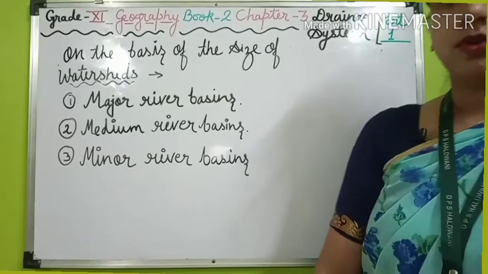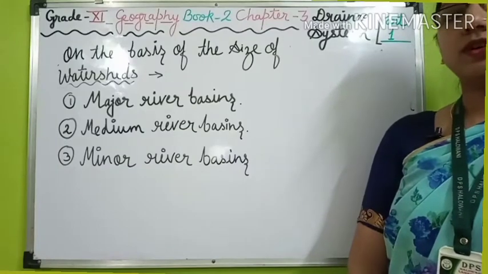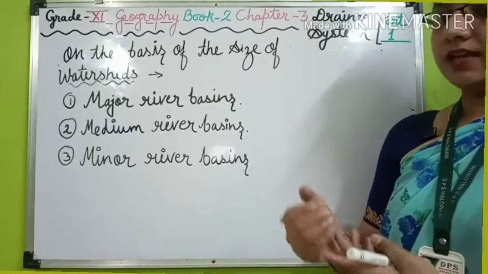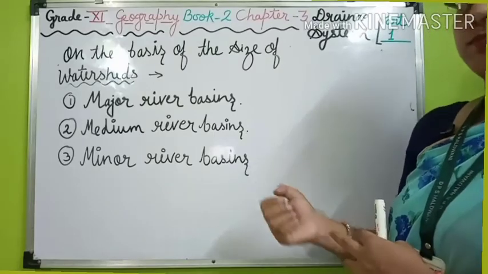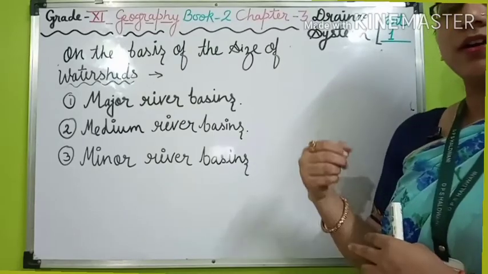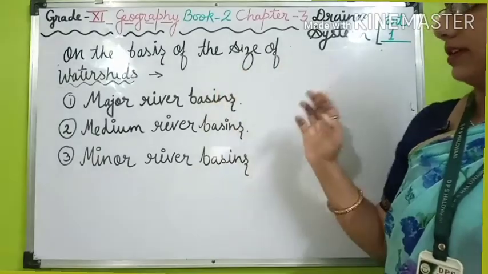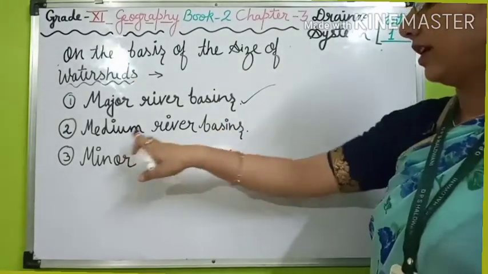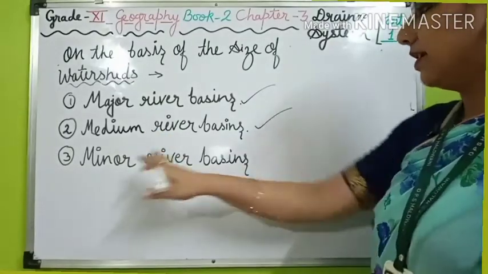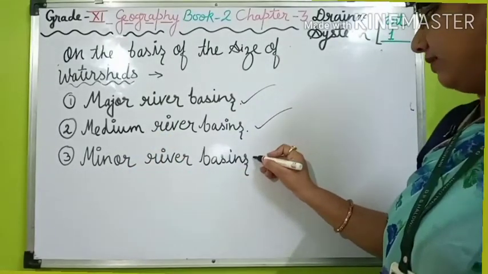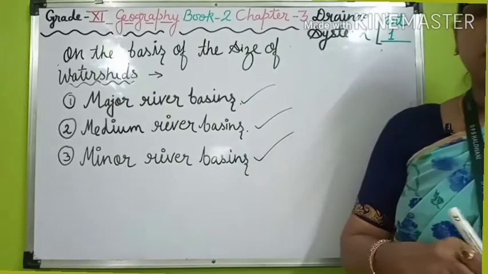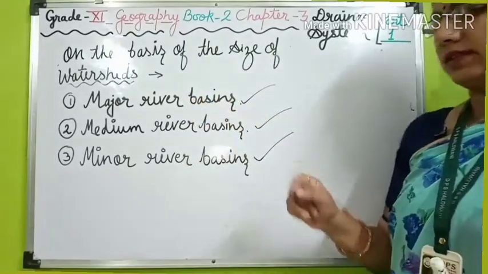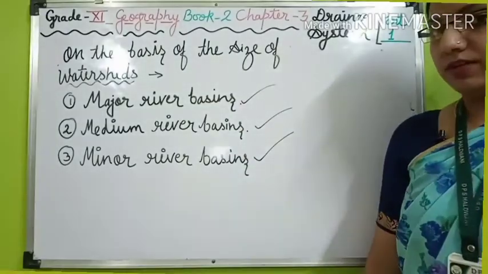So students, if we talk about the watersheds on the basis of the size of watersheds, the drainage basins of India are grouped into 3 categories. These are the major river basins, second the medium river basins and the third is minor river basins. Let's see what these river basins are through this given picture.